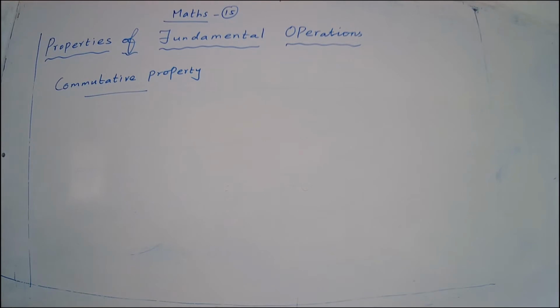Commutative property states that if an operation is performed over two numbers A and B, then the order of the two numbers is not important. That is, whether we take A first or B first does not matter. Commutative property means the change in the order of the numbers does not affect the answer.